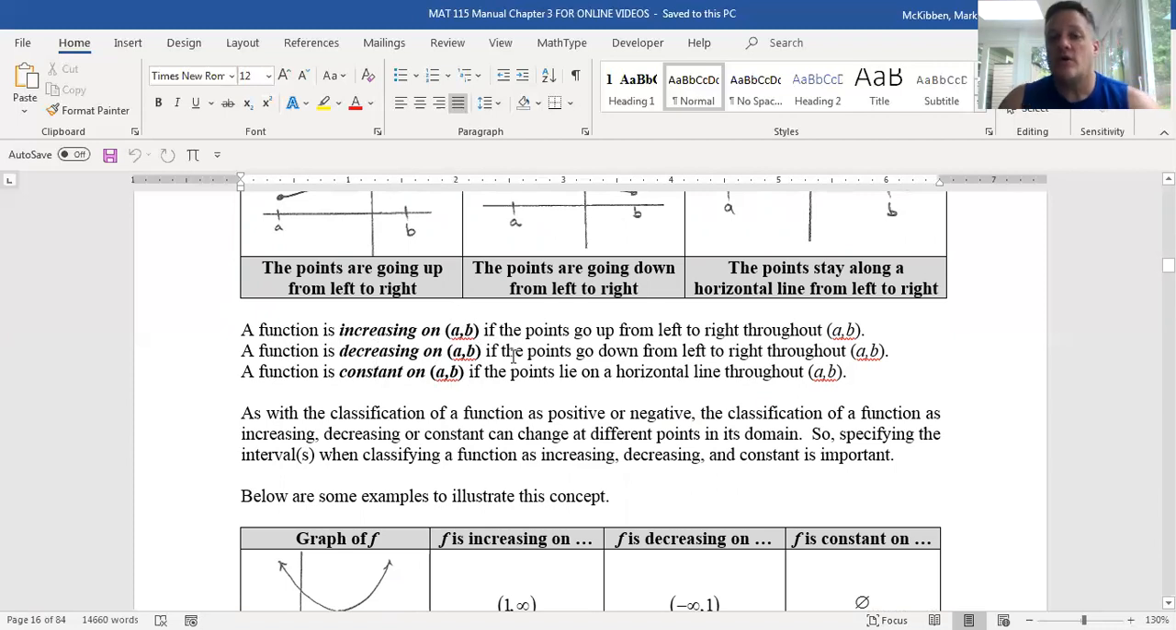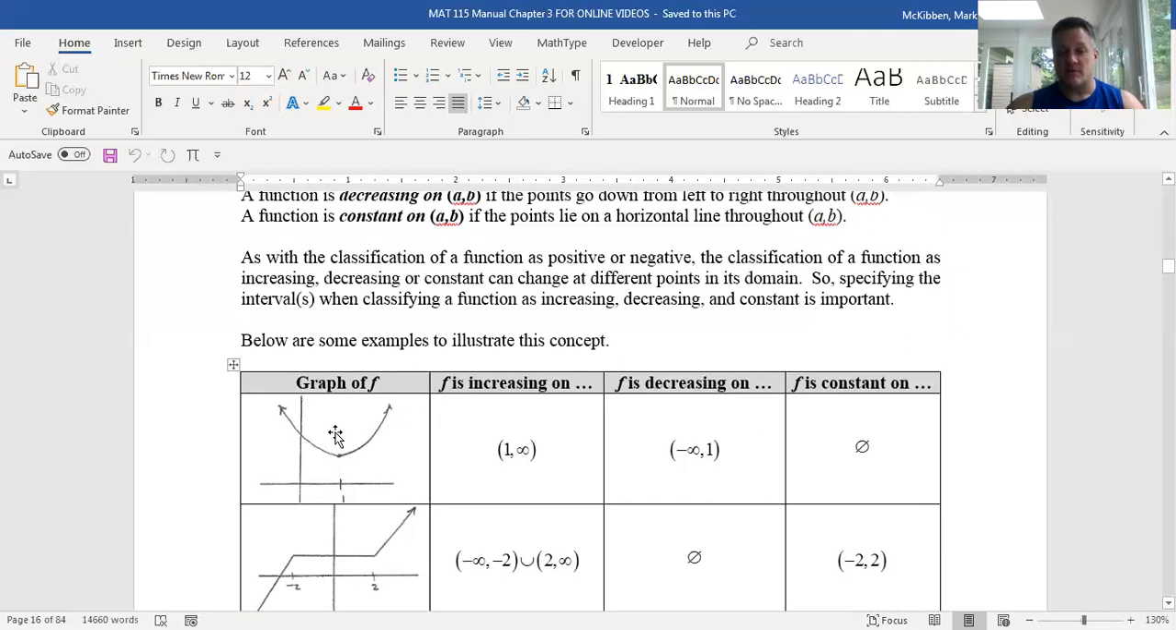All right, so you don't list this as point to point, literally. You list it as an interval of x values. So for instance, here, let's look at this graph. That's a parabola. To the left of x equals 1, the graph is falling, so it's decreasing. So what we'll say is f is decreasing from minus infinity to 1.